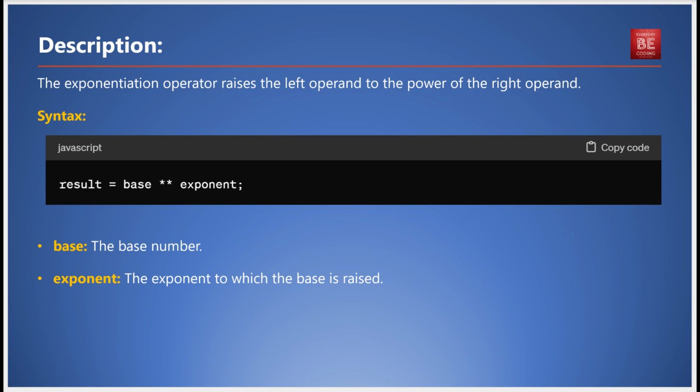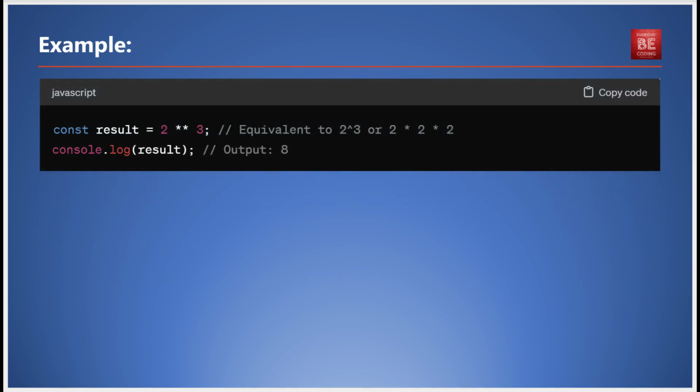Think of the exponentiation operator as a shortcut. Traditionally, you might have used Math.pow, or even a series of multiplication operators to achieve the same result. However, the exponentiation operator offers a more concise syntax, improving code readability. For instance, let's consider the following code snippet: const result = 2 ** 3. This is equivalent to 2 raised to the power of 3, or 2 multiplied by itself 3 times. The output would be 8.